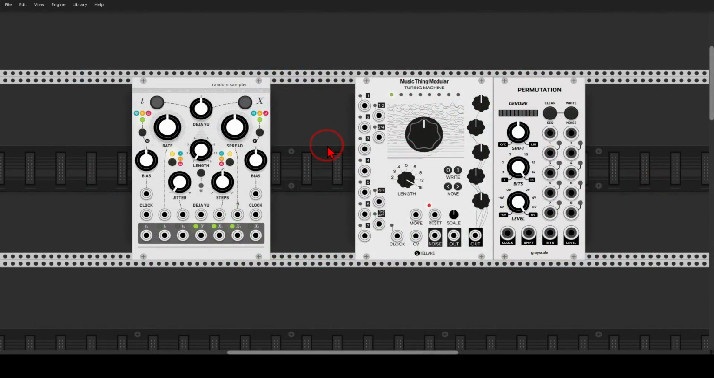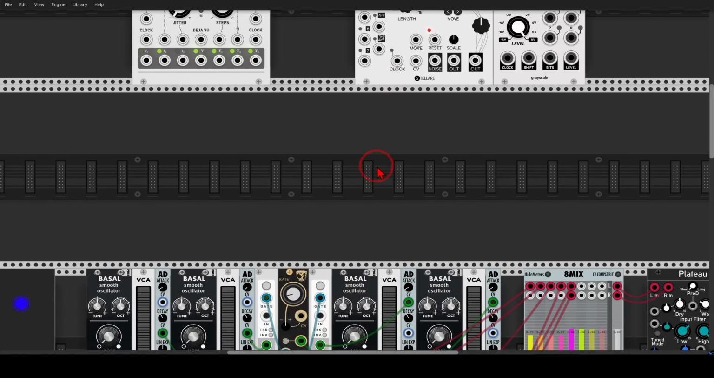So of course, a good way to get results quickly is using dedicated modules. So for example, Marbles from Mutable Instruments, also known as the Random Sampler. This module exists also in hardware, and it's so easy to create interesting generative sequences and patterns with it. Or we have also the Turing Machine / Permutation from Grayscale. Both exist in hardware as well and are great for generating random but repeatable sequences. But we are in VCV, so we can take advantage of the beautiful sequencers in VCV.